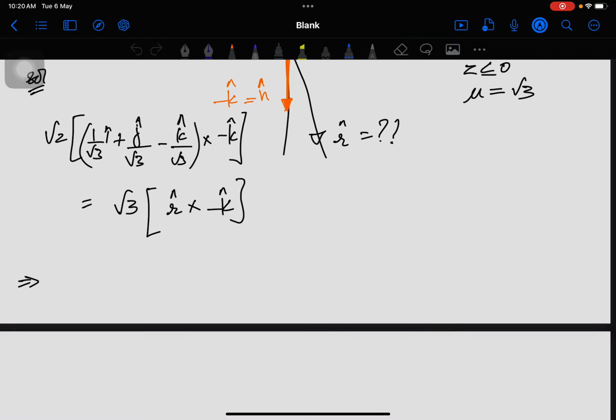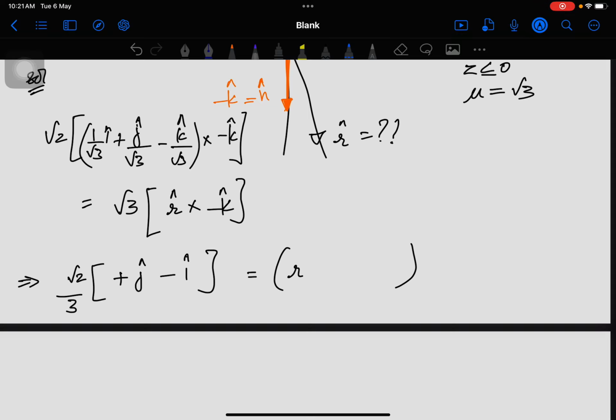So if you divide over here, you get root 3. On simplifying, i cross k is minus j, so it is plus j over here, divided by 3 because root 3 becomes 3. j cross k is i, therefore this one is minus i. k cross k is 0. And on the other side, it is r cross minus k cap.